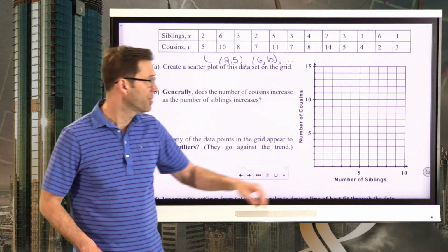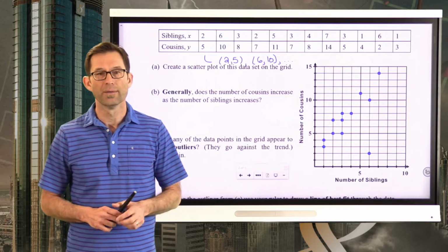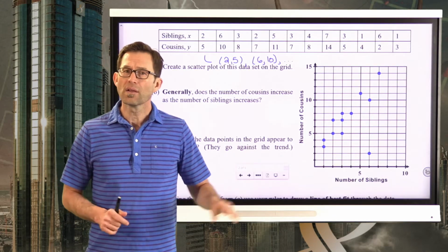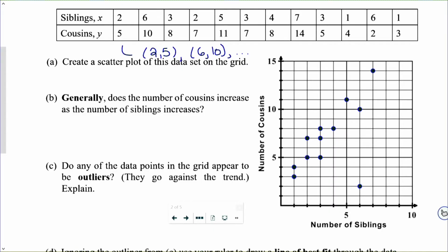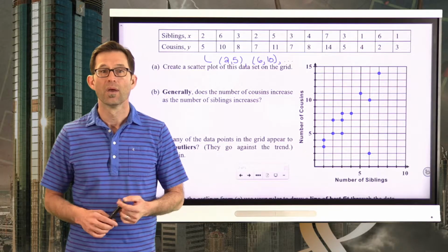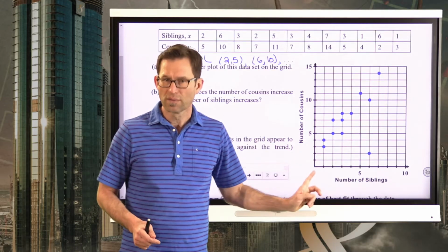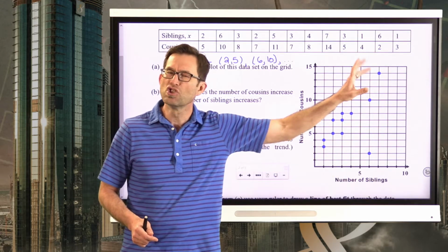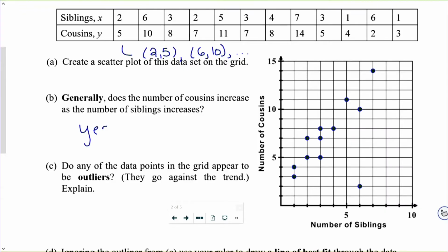All right, simple enough, right? I'm going to save ourselves the time, and there is our scatter plot. Now, let's take a look at this data. In letter B, it asks us: generally, does the number of cousins increase as the number of siblings increases? Well, the answer is yes. Generally speaking, the more siblings a person has, the more first cousins they're going to have. So nothing more than just yes there.